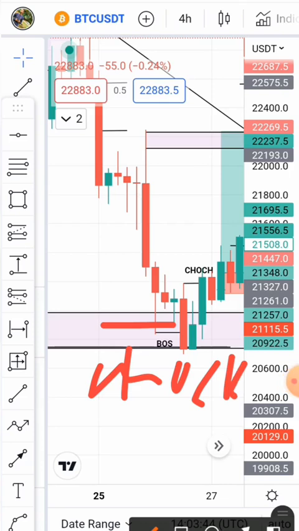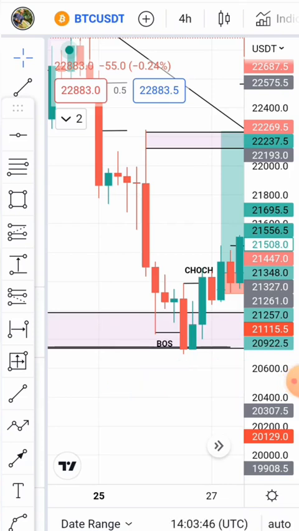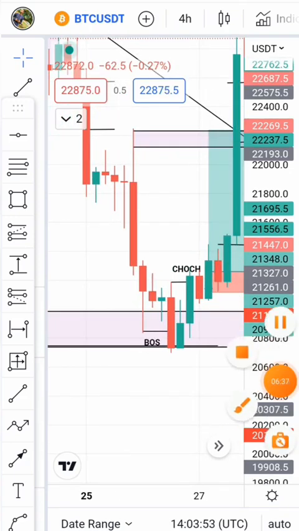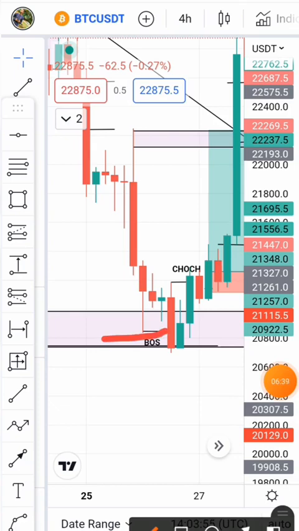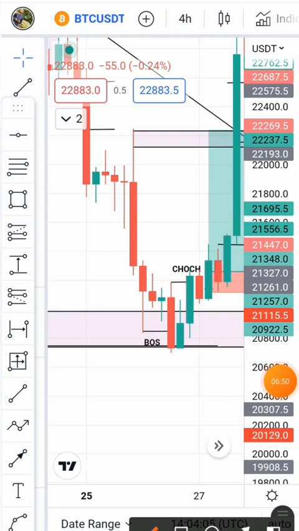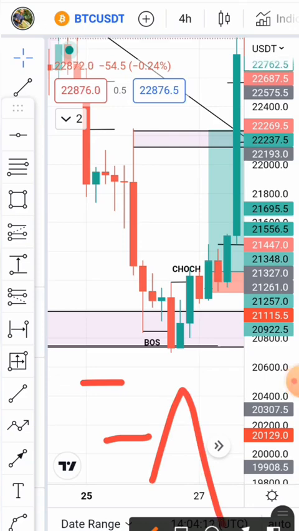It's not that way. A CHOCH is the confirmation of the first break of structure. If it's a bullish CHOCH, the lows have to be taken out, then the highs have to be taken out, then we have a little bit of reversal, then boom. But if it's a bearish CHOCH, then we have the highs taken out, then the lows taken out, we have a reversal, and boom, that's how it is.